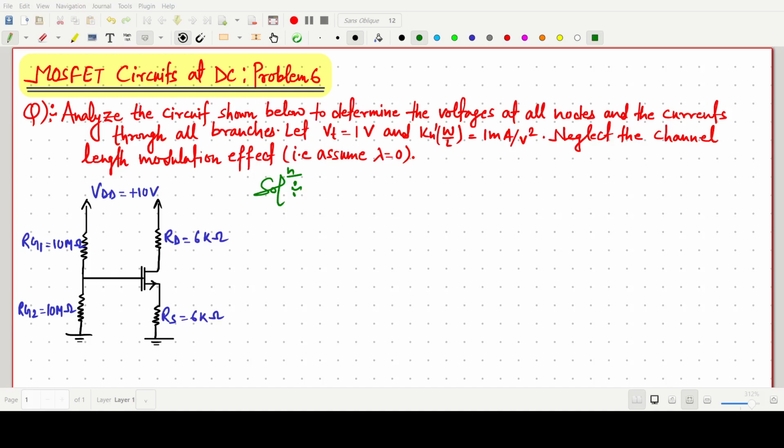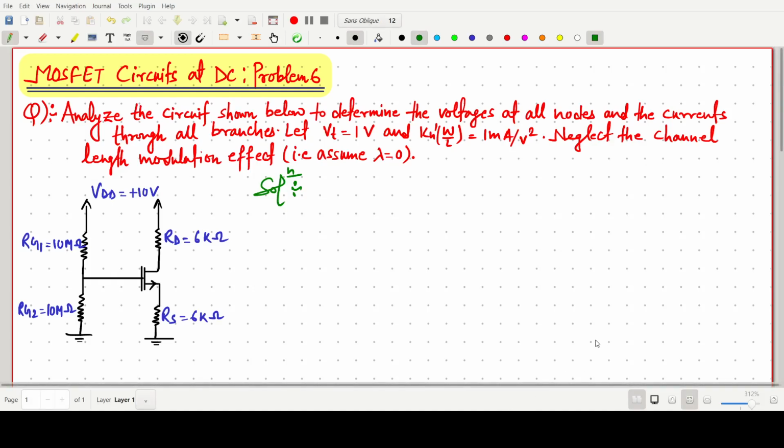Welcome everyone. In this video lecture, we will solve a numerical problem on MOSFET circuit DC from the Microelectronics Circuits book. So the question is, analyze the circuit shown below. The circuit is given to determine the voltage at all nodes and the currents through all branches.